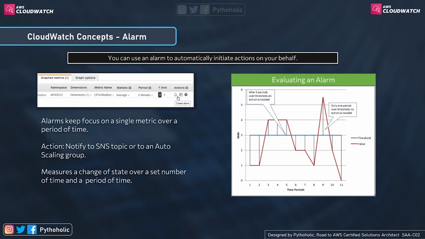As we have discussed before, you will be aware that CloudWatch alarms can help you automatically initiate actions on your behalf based on the metrics that you have. It focuses on a single metric and keeps track of the change in the behavior of your resources over a period of time, like 5 minutes, 10 minutes, 1 hour, 4 hours, 1 day, and up to 15 months.